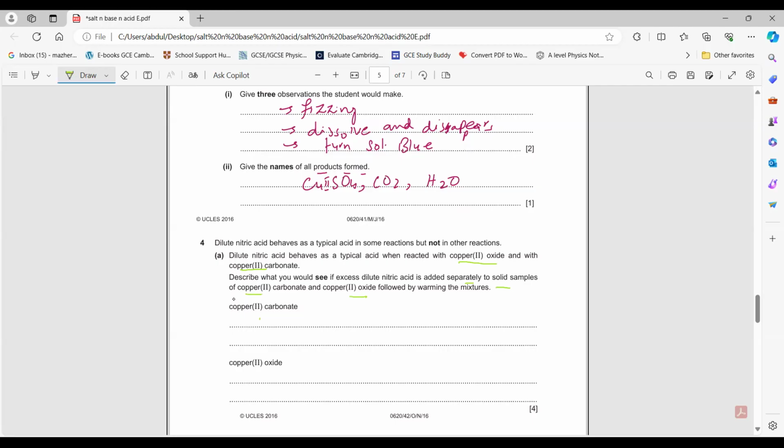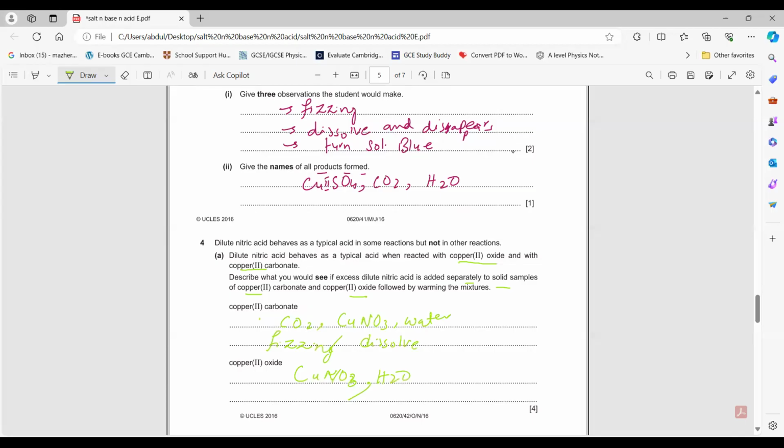copper oxide. Copper carbonate में तो हमारे पास क्या होगा? कार्बन डाइऑक्साइड बनेगी, हमारे पास कॉपर नाइट्रेट बनेगा और वाटर. कॉपर ऑक्साइड में हमारे पास क्या आएगा? कॉपर नाइट्रेट एंड वाटर ओनली. साथ साथ में हमें बताना भी है, तो फिजिंग होगी इसके अंदर हमारे पास. एंड फिजिंग के साथ हमारे पास डिसॉल्व हो जाएगा ये.